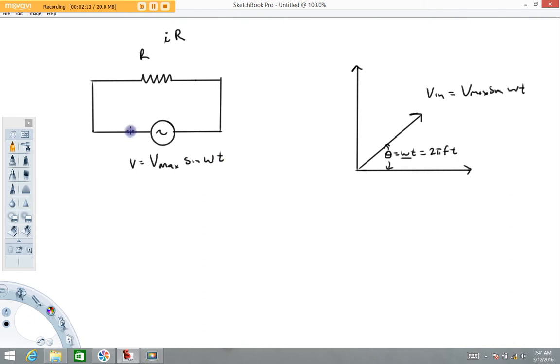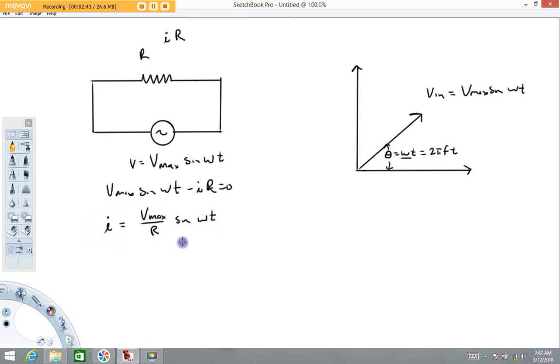These are analyzed by Kirchhoff's law. If we just pick a spot and do a loop, it's a pretty simple short equation. We end up with V max sine omega t minus iR equals 0. What I'm interested in is the i, the current, so it's just a quick algebra move to solve for the current. We get V max over R sine omega t.